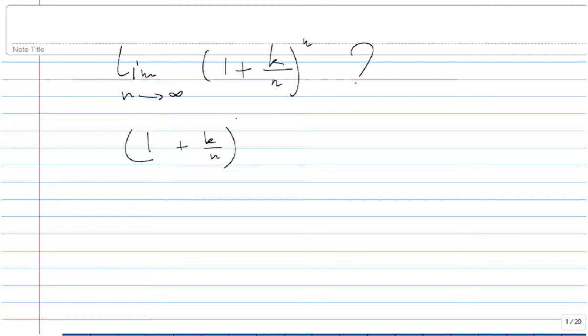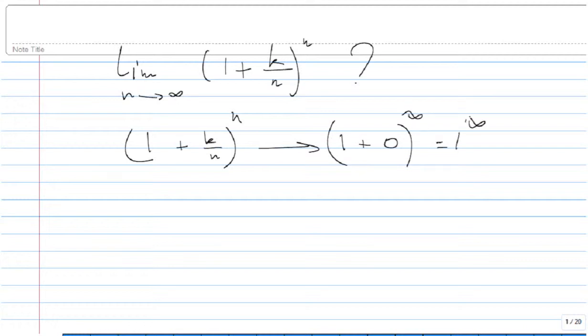So we are asked to find the limit in this problem of (1 + k/n)^n, where k is a constant, when n goes to infinity. So of course this is a beautiful example where the first approach will be to say, okay, (1 + k/n)^n. This goes to 1 + 0, because k is a constant, therefore k/n goes to 0, to the power infinity, which is 1 to the power infinity.